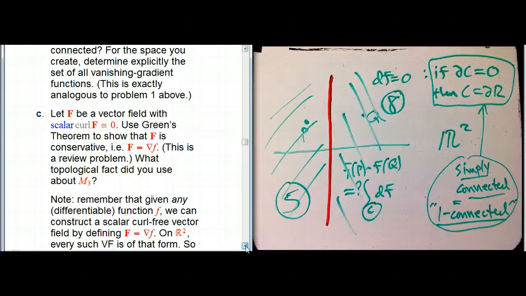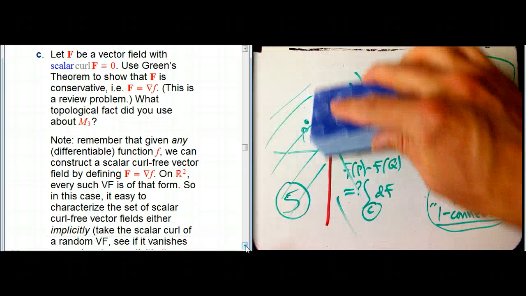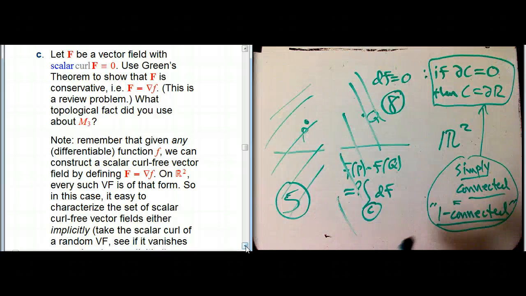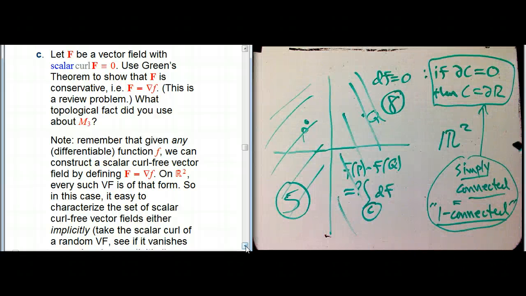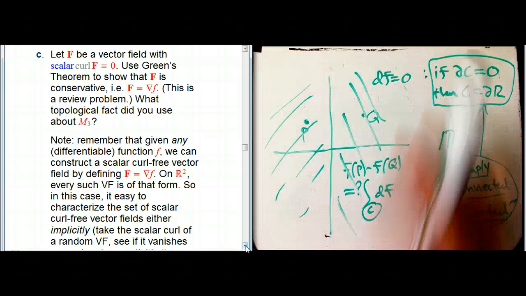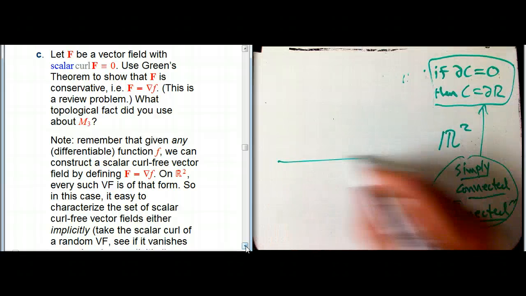Okay, so we're still on M3. Let's go ahead and put back the axis and connect it back up, just back to all of R2. So we can't have different values anymore.